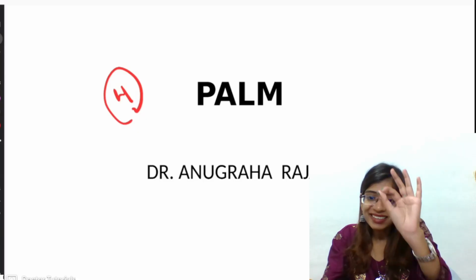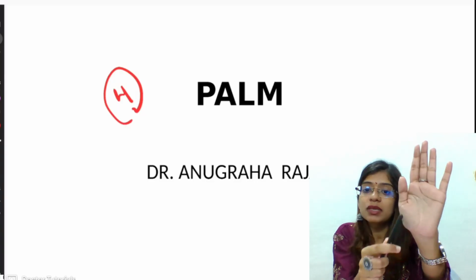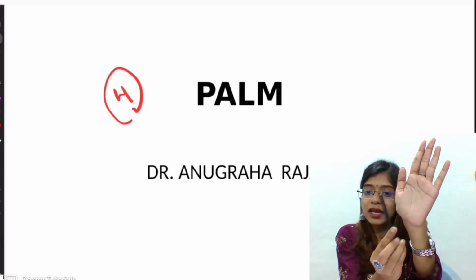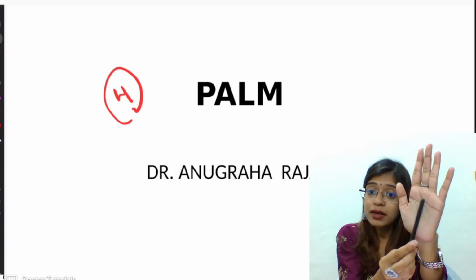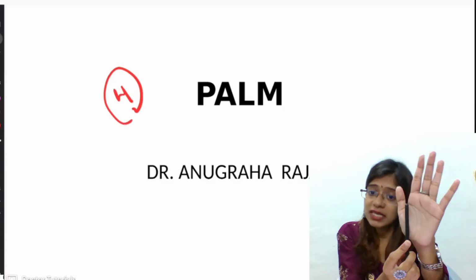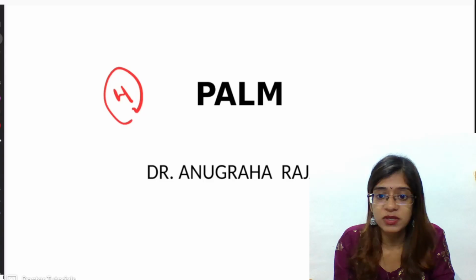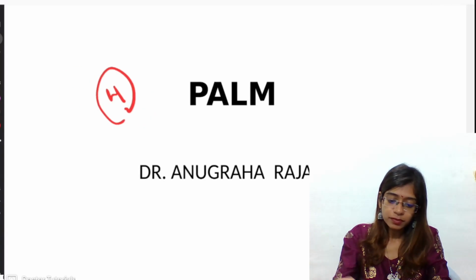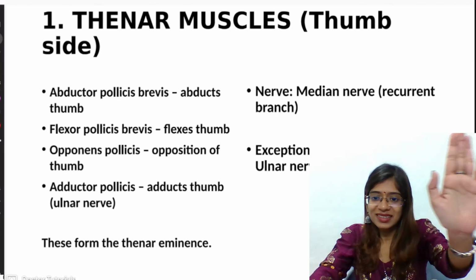So once more, in the palm we have different sets of muscles. Thenar muscles here, hypothenar muscles here, and in this region we have the muscles called lumbricals, I will show the photo. Then we have another set of muscles again here called the interossei. So 4 groups of muscles, you have learned the names, right? So let's start with thenar muscles.